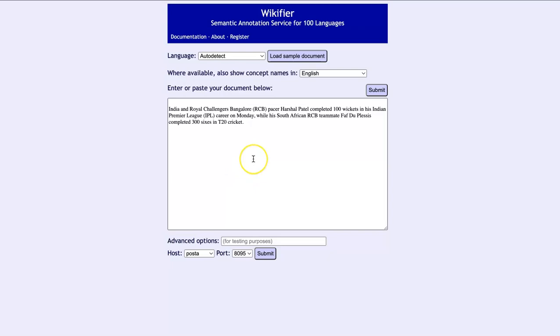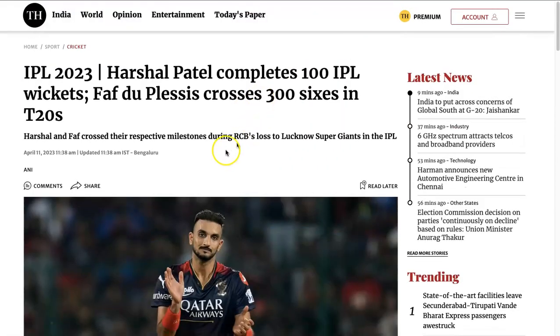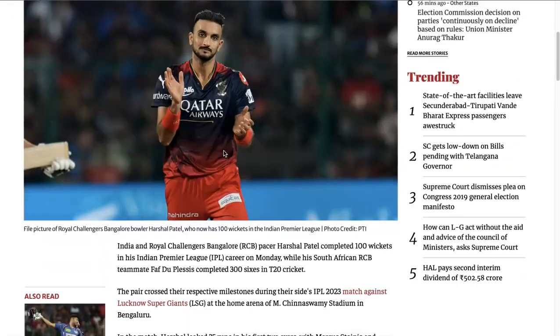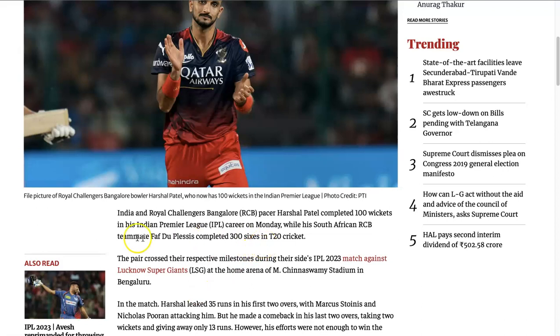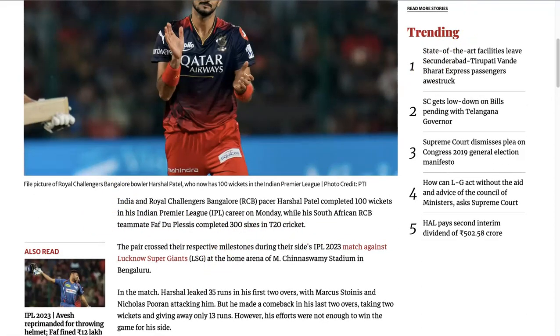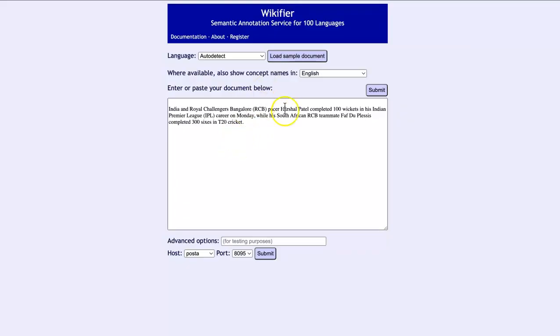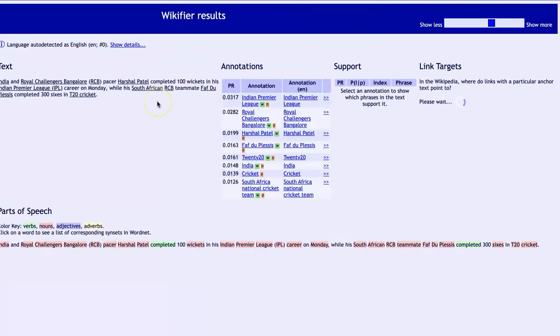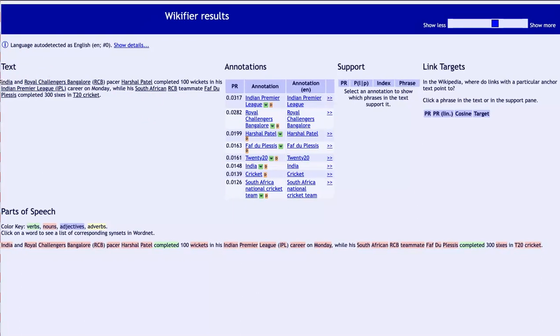In this example, I have put one of the recent IPL stories from the Hindu paper. I'm just taking the first paragraph of this news. If I put it here and then press submit, I hope you can see it.